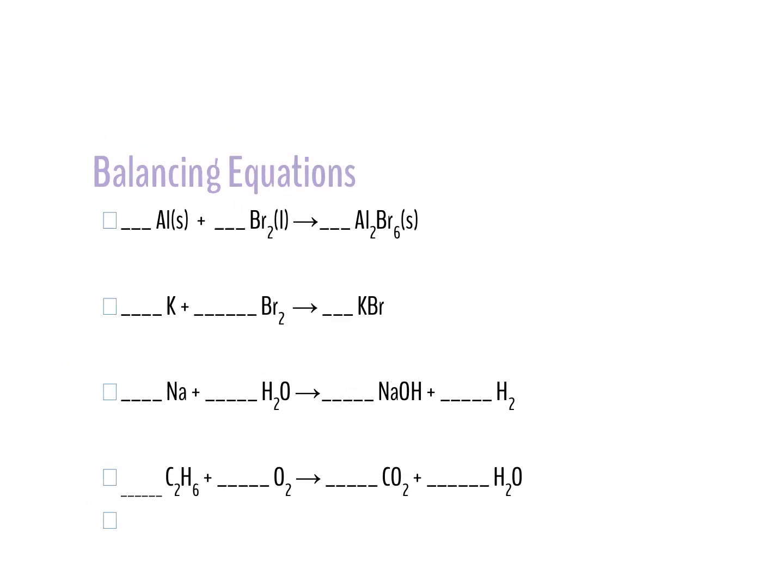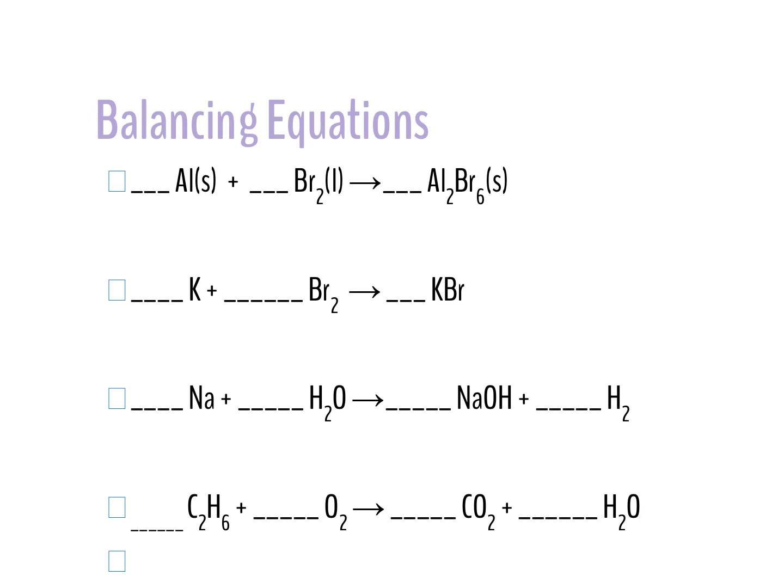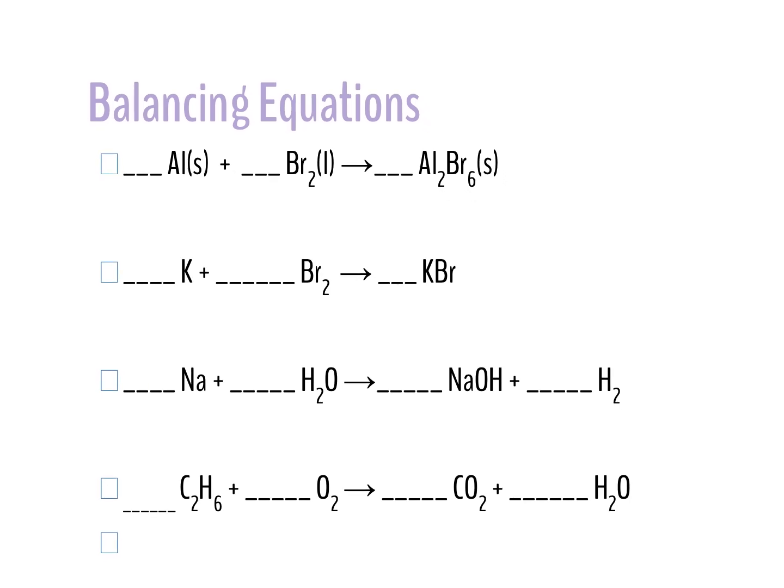All right, let's try another one here. Aluminum plus bromine equals aluminum bromide. What type of reaction is it? Synthesis, right? It's building it up. This is a synthesis reaction. We have aluminum and bromine, just 2 different elements here. So I'm going to start by just counting them. How many aluminums do I have? 1, and bromine I have 2. On the right-hand side, how many aluminums? 2, and bromines I have 6.